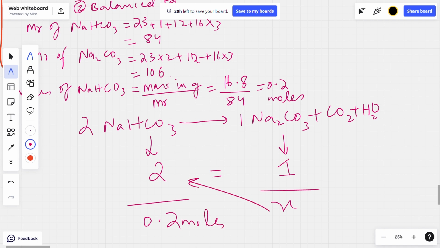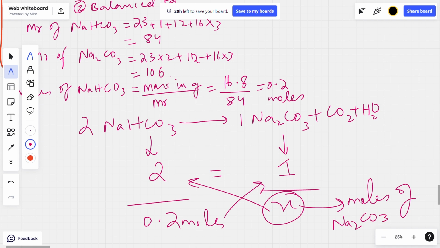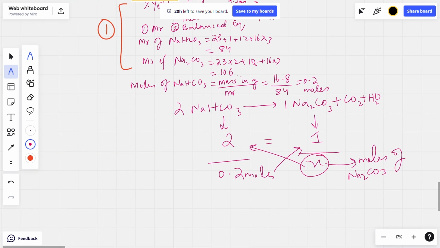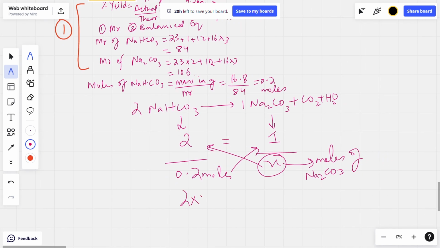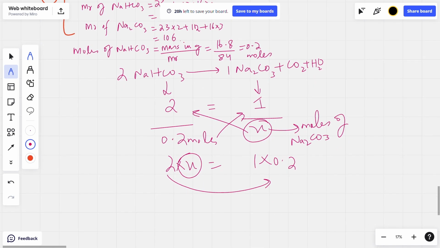So here we will do the cross multiplication. And what is the X here? X is the moles of sodium carbonate. So here 2 multiplied by X is equal to 1 multiplied by 0.2. In order to find the value of X, the 2 is being multiplied here; when moved to the other side of the equation, it gets divided. So X is equal to 0.2 divided by 2. So that would be equal to 0.1 mole.